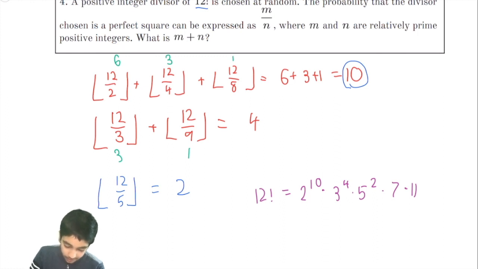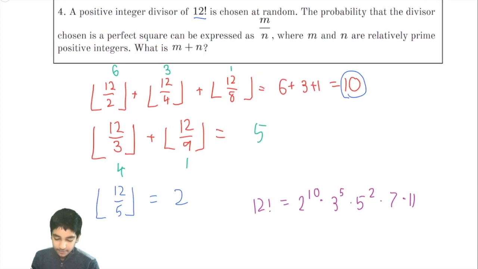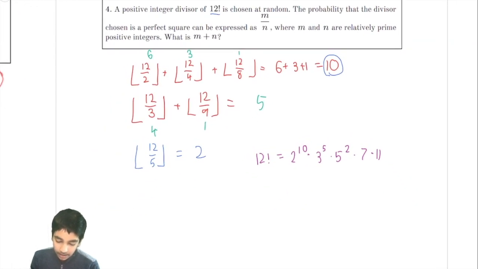Sorry, it should be 4 here, so this should be 5. So it's going to be 3 to the 5. So now that we have a prime factorization, we want to find the probability a chosen divisor is a perfect square. So we can do that by just testing the different factors.